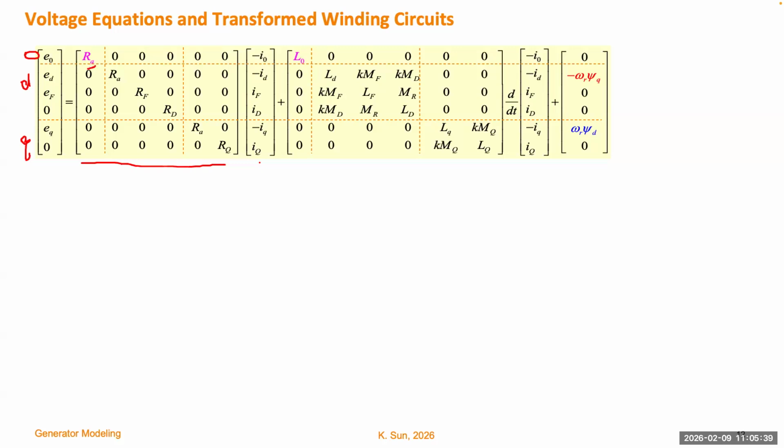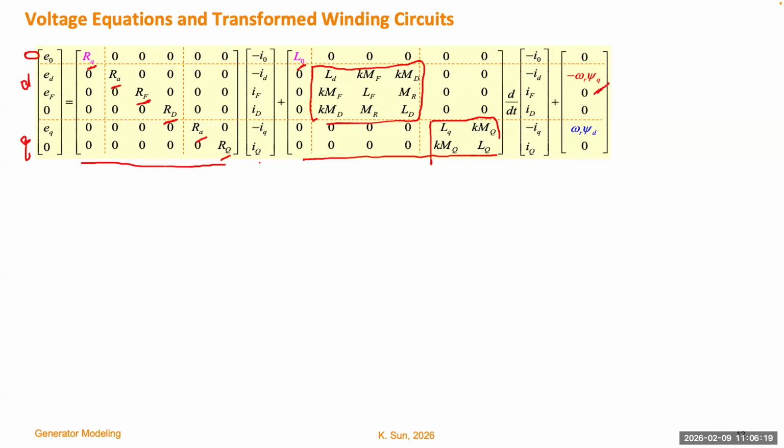For the 0 sequence, we assume that's the same as the stator winding resistance, because that's from the stator. The D will also be RA, and the Q is RA. The field winding will still have the field winding resistance, and the damper winding will have their original damper winding resistance. So the inductance matrix becomes a diagonal block matrix with a 0 sequence, the D axis 3x3 inductance matrix, and 2x2 for the Q axis, and most of the other elements will be 0.